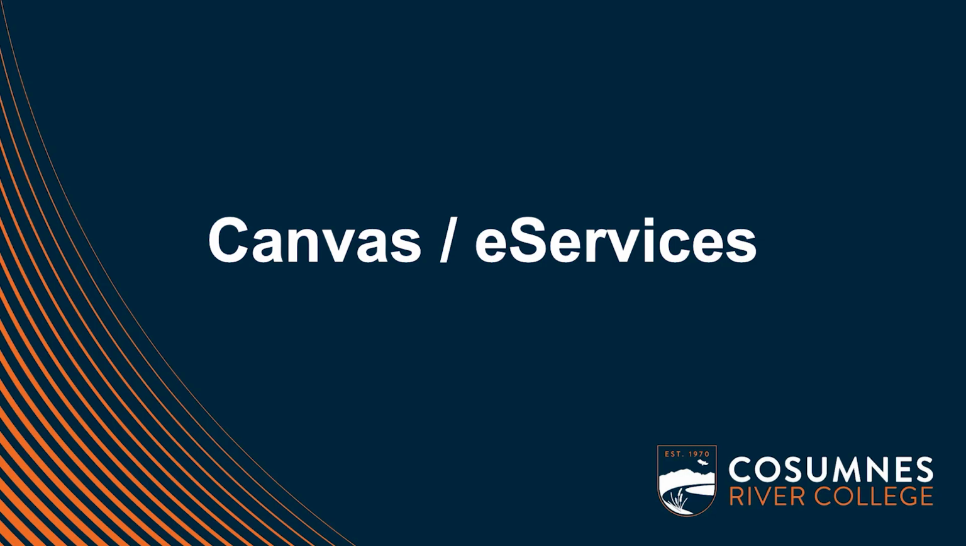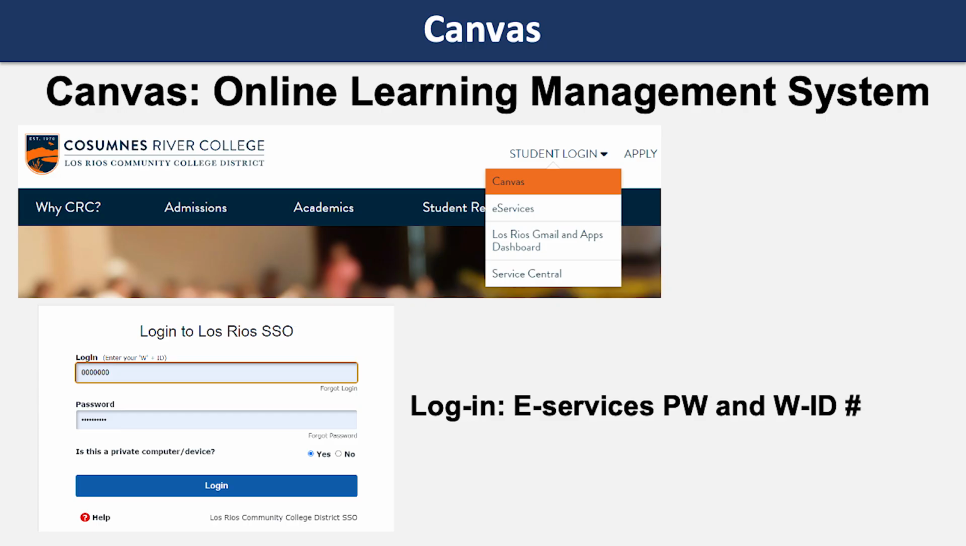After you have been authenticated digitally, you can access your Canvas and eServices. So let's talk about that. Your Canvas is the online learning management system. It's where you can find information that is relevant to you as students and where you can find your online courses. You can find your Canvas shell in the CRC homepage when you hover over the student login and use the same login and password as your eServices.